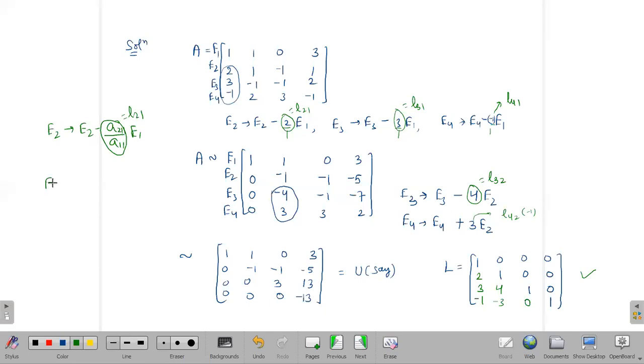So you just remember this: Ej minus Mji times Ei. So what is Mji? It is Aji by Aii. Actually, I should not write Mji, it is Lji. So those are the entries of the lower triangular matrix only. Any doubt?